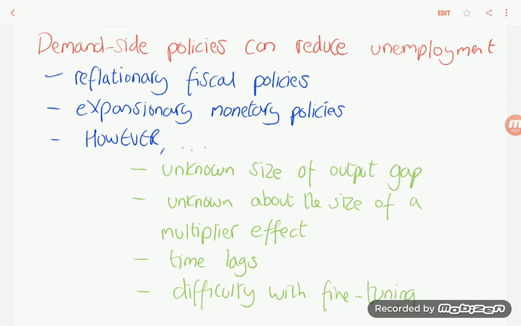A lack of information about the size of the multiplier can cause problems too. For example, if the multiplier in a country is bigger than the government expects, then an increase in government spending could cause inflation.